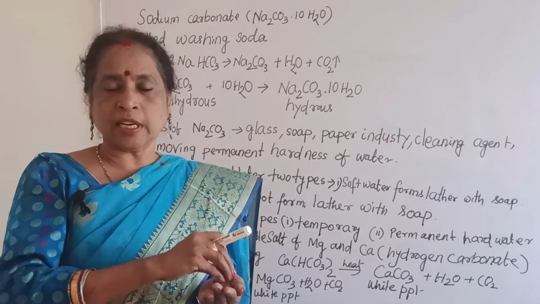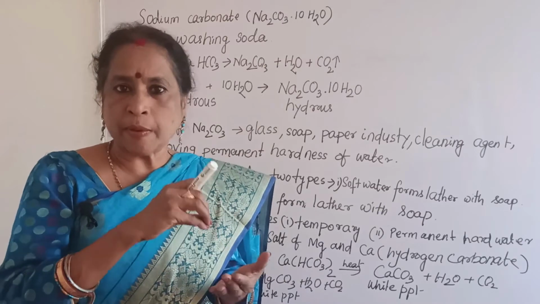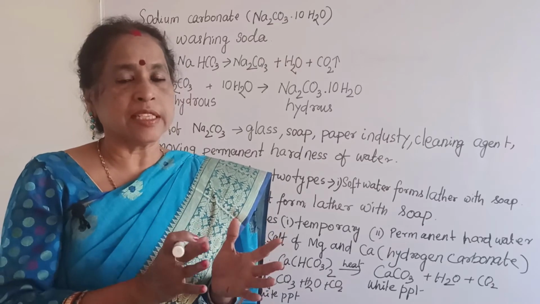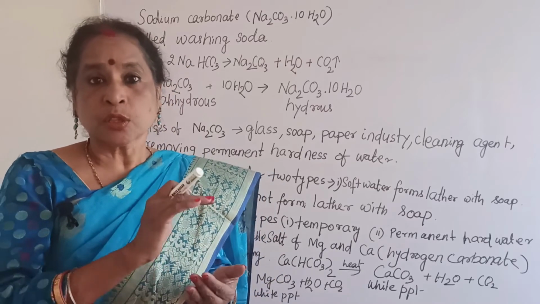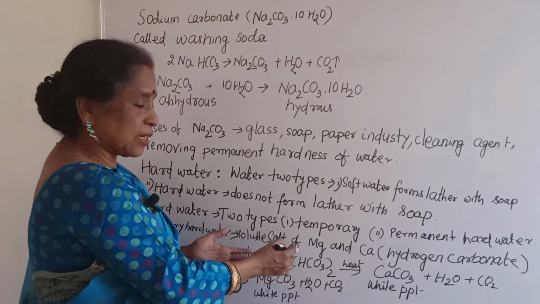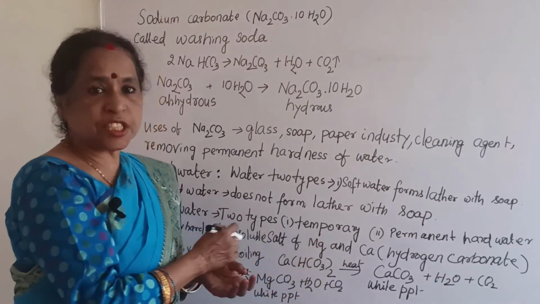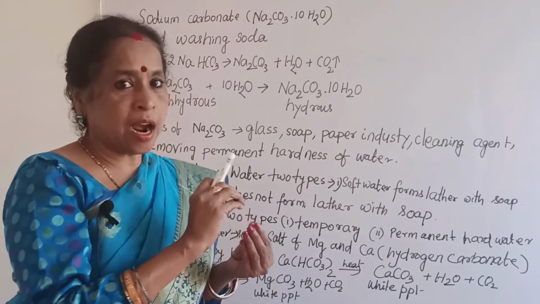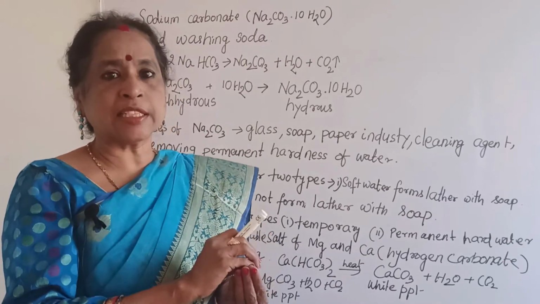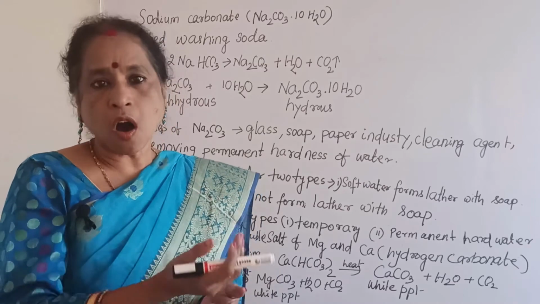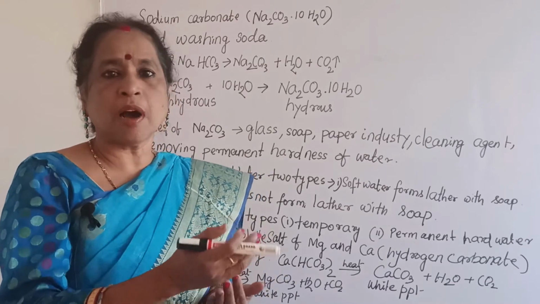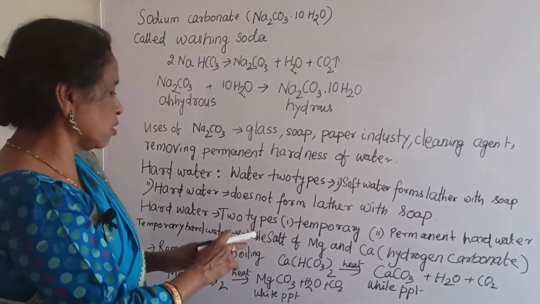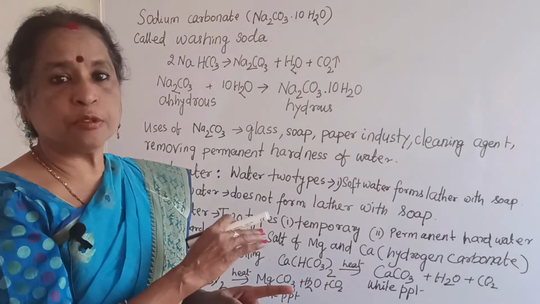Here in hard water, which is called temporary, what type of salts are present? The salts which are present are in soluble form. So see, what are these salts? Magnesium and calcium hydrogen carbonate. That means temporary hard water contains calcium hydrogen carbonate or magnesium hydrogen carbonate. These are the main important soluble salts of magnesium and calcium.